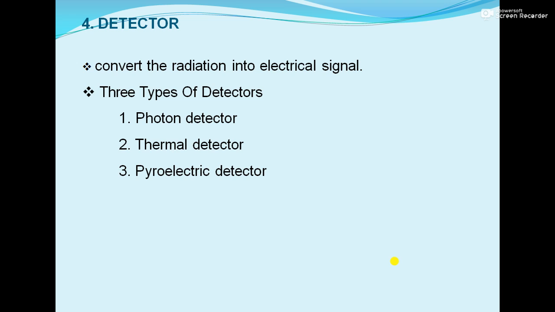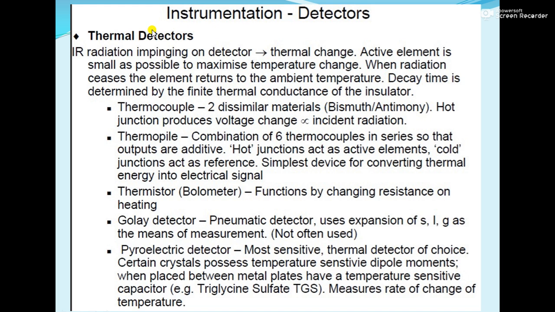Then next is the detector. So what is the role of the detector? The detector converts the radiation into an electrical signal. There are three types of detector: photon detector, thermal detector and pyroelectric detector. These are the three kinds of detector. Generally the thermal detector is used. For IR radiation in thermal detectors, the thermocouple, thermopile, thermistor, which is also known as bolometer, Golay detector, and pyroelectric detector can be used.